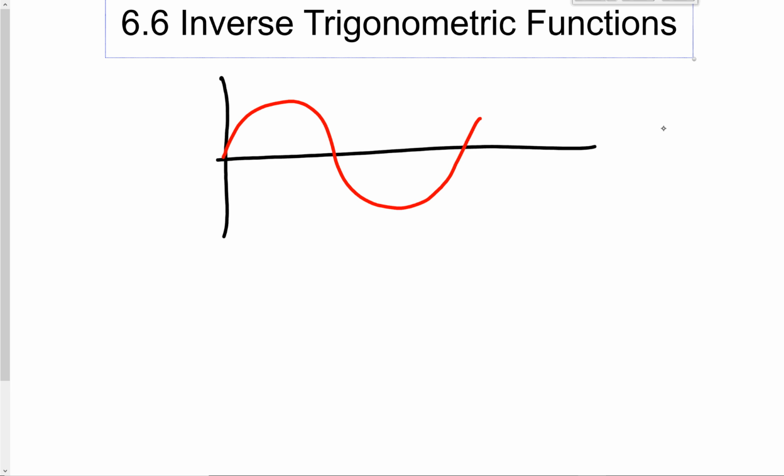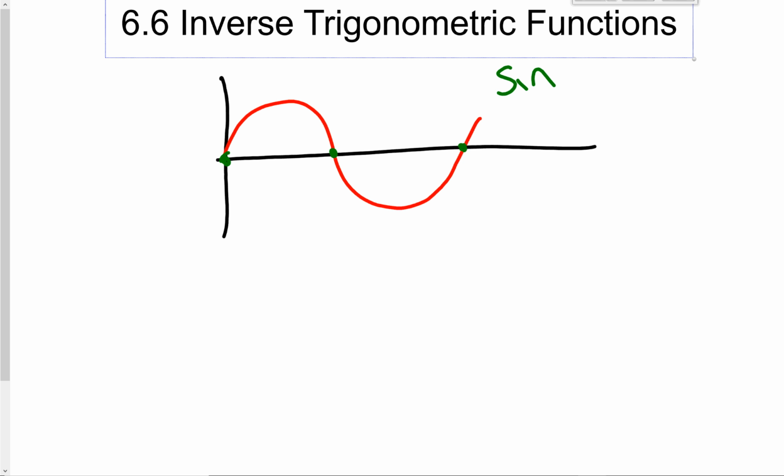We're going to look at inverse trig functions. In order for it to be a trig function, it has to be continuous, right? So it has to be continuous and it has to pass the vertical line test. So if we look at sine, sine of 0 is 0, sine of pi is 0, and sine of 2 pi is 0.